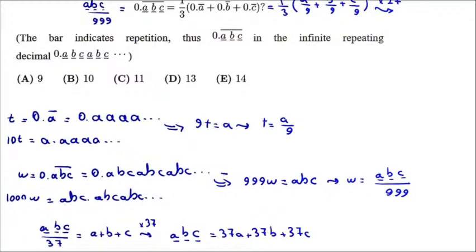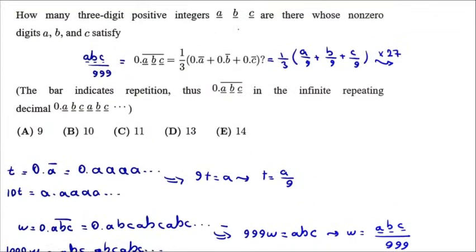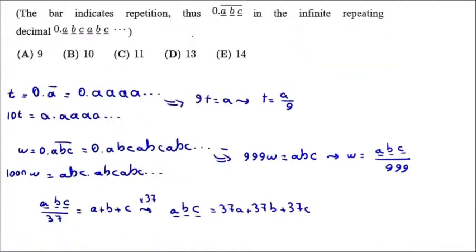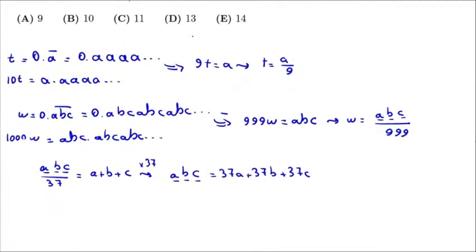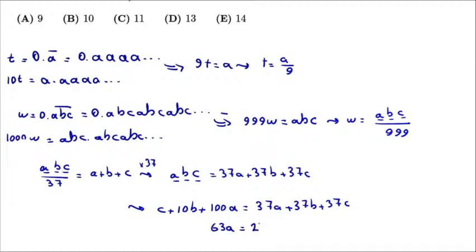Now, here the problem says, how many three-digit positive integers ABC are there to satisfy this equation. Because C is in the ones digit, it will be C. B is in the tens digit, it will be 10B. A is in the hundreds digit, it will be 100A. Equal to 37A plus 37B plus 37C. So 100A minus 37A is 63A, equal to 37B minus 10B, which is 27B, plus 37C minus C, which is 36C.